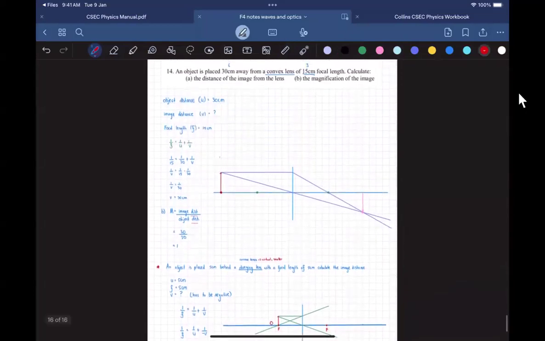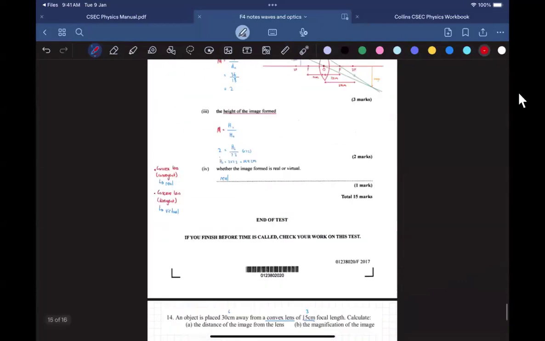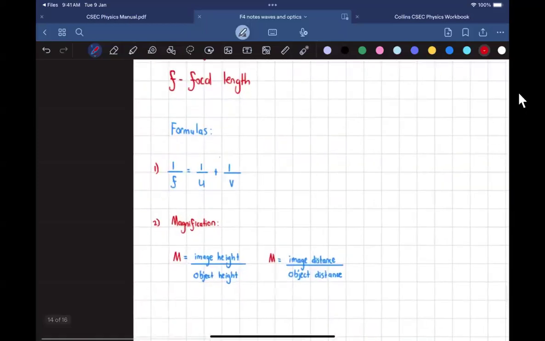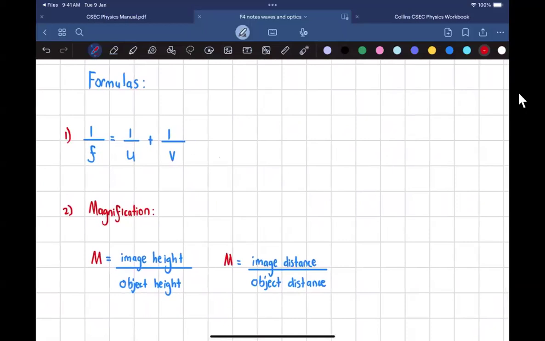Right, but that's basically it for lenses. You don't really have to know much more. You have to know how to sketch a diagram for a convergent lens, a convex lens. You need to know how to find the magnification, the focal length, the image distance, the object distance, that kind of thing. These are all of the formulas you need to know. So if you don't have it, copy it down.